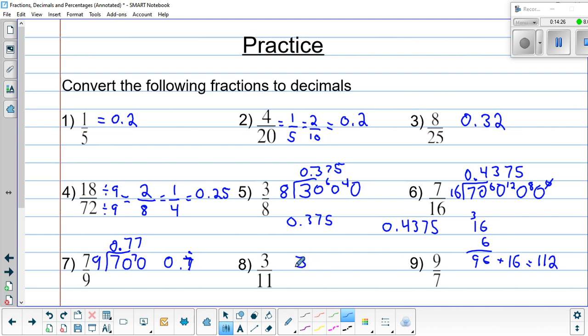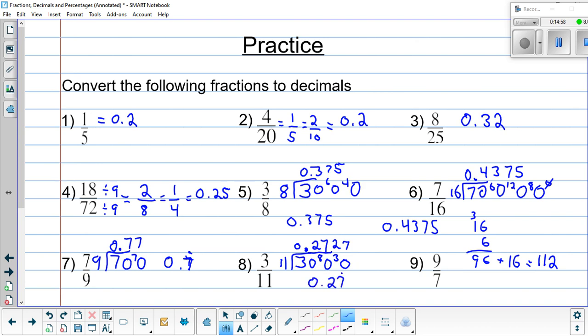Next one. We have 3 and 11. 11 can't fit into 3, but it can fit into 30. How many times? It can fit twice. And what are we going to be left with? Well, it's 22, so we're left with 8. We have to add a 0. 11 into 80. It can go 7 times to make 77. 3 remainder. Right? Then, what can we do? Well, we can add a 0. It can fit into 30. How many times? Well, 2 times. 7. And you can see this recurring decimal again.